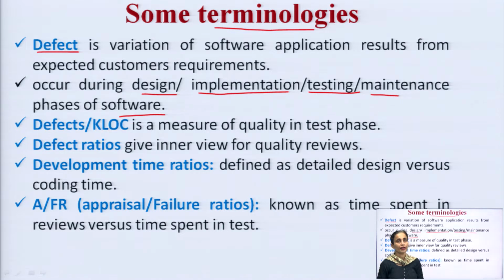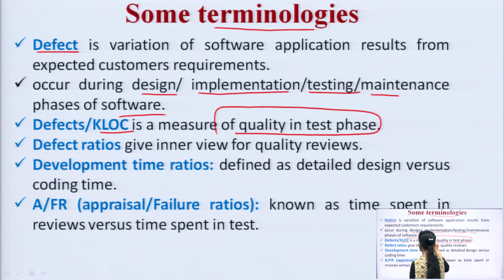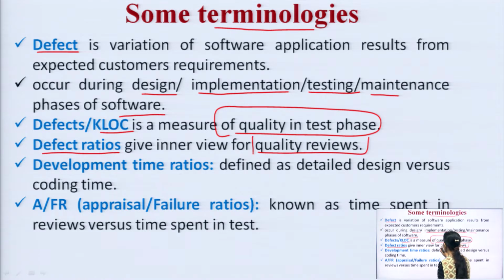Then, how do we define these defects? They are measured in terms of KLOC. It is a measure of quality, we can say, in the test phase. The next parameter is defect ratios. The defect ratio gives us an inner view for measuring the quality of the software, that means the quality of reviews is checked using this defect ratio.